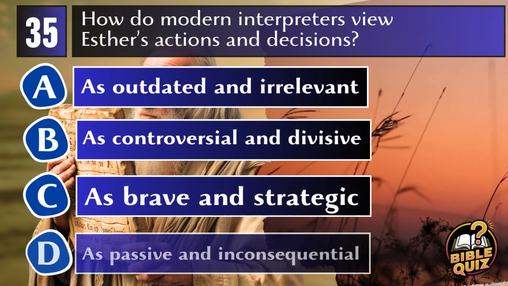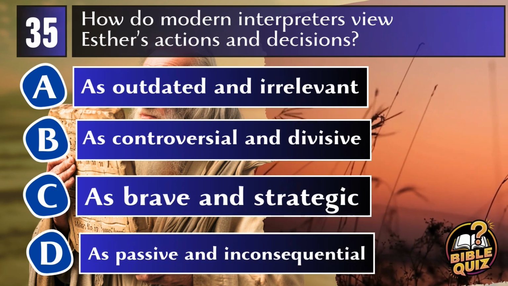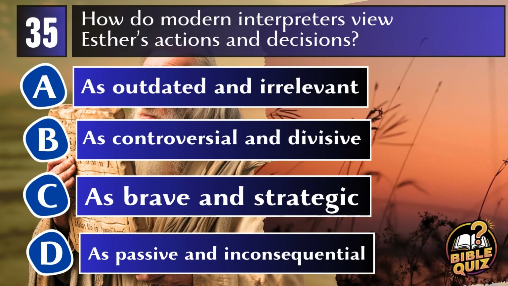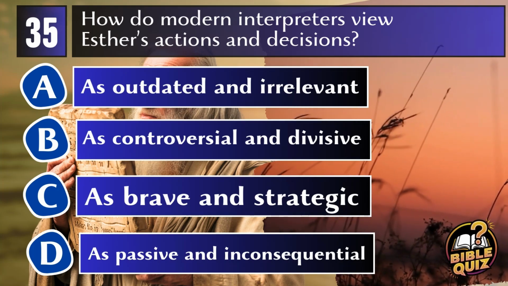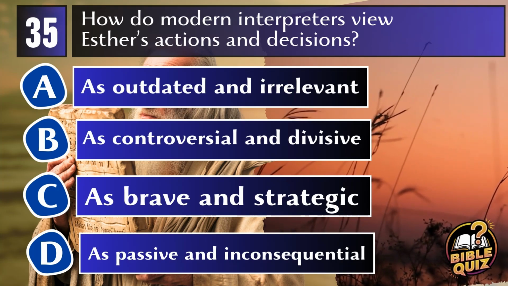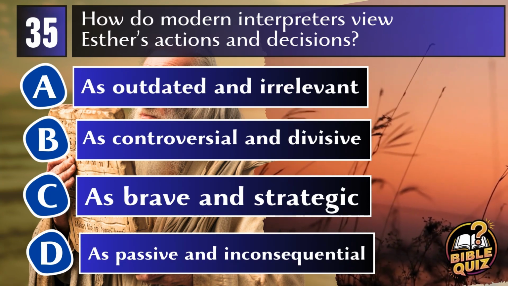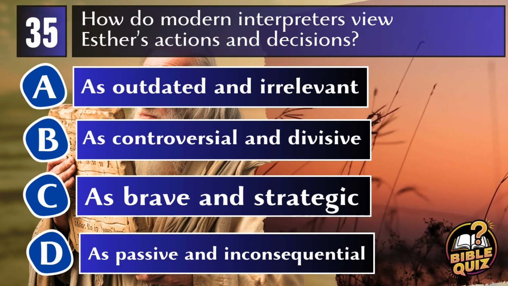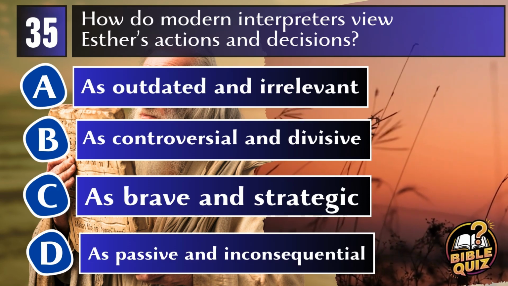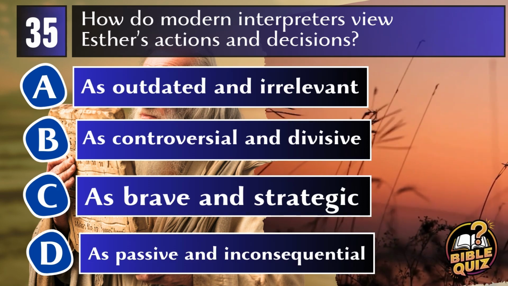Question 35. How do modern interpreters view Esther's actions and decisions? A. As outdated and irrelevant. B. As controversial and divisive. C. As brave and strategic. D. As passive and inconsequential.